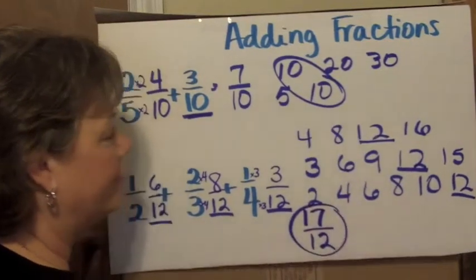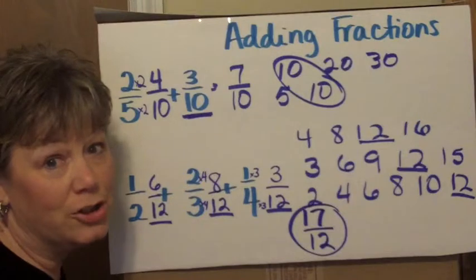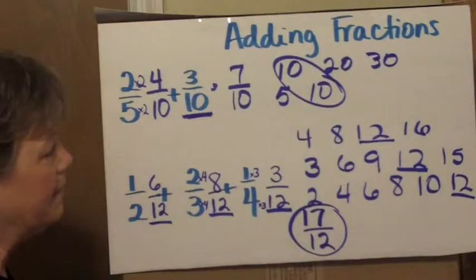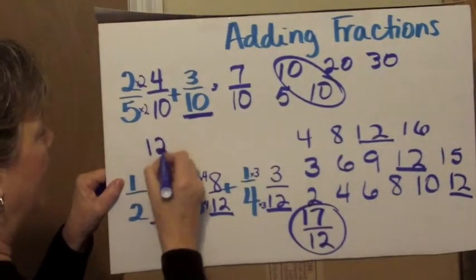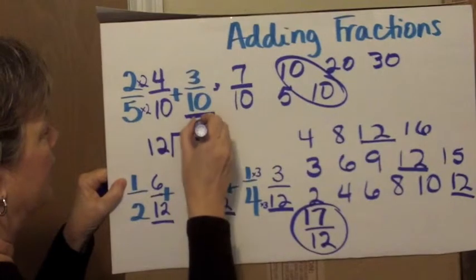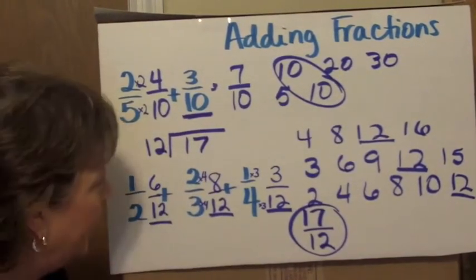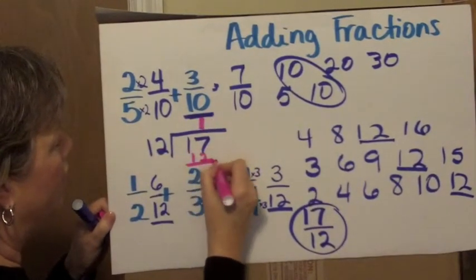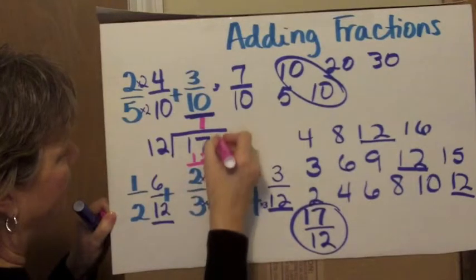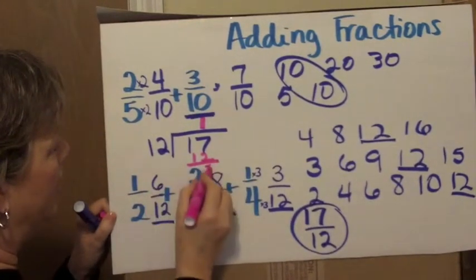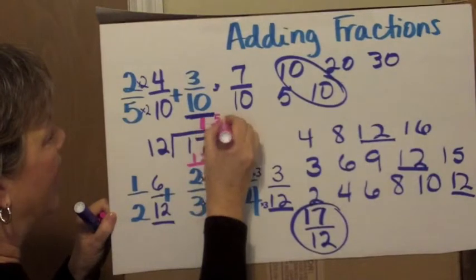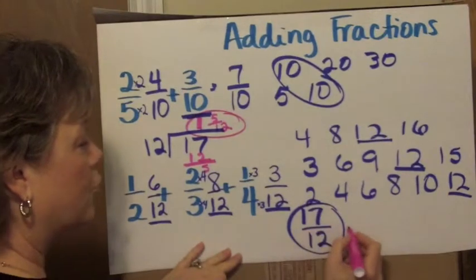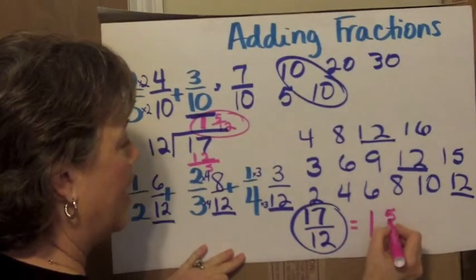Ooh, what do I have? I have an improper fraction. The numerator is bigger than the denominator. So I can simply divide 12 into 17. It goes 1 times 12 is 12. Subtract, you get 5. There's nothing else to bring down. So I have 1 and 5 out of 12 left. So my answer is 17 over 12 equals 1 and 5/12.